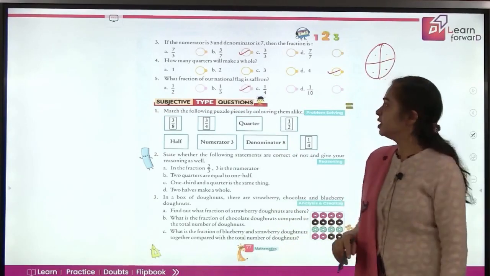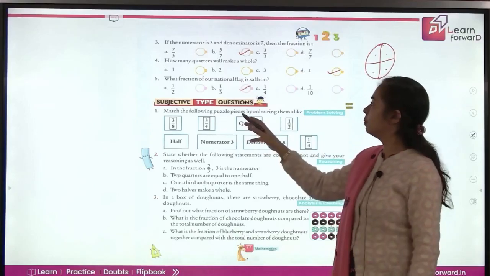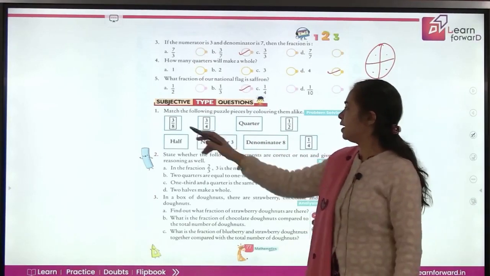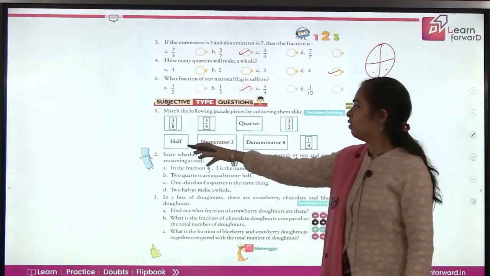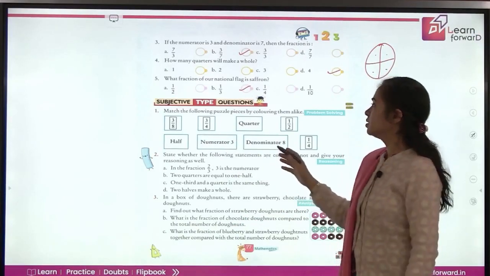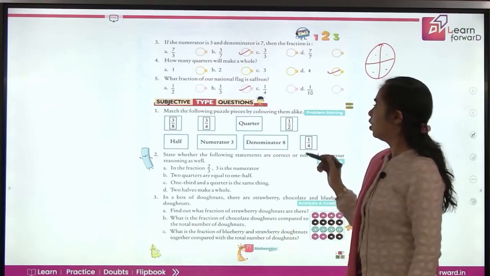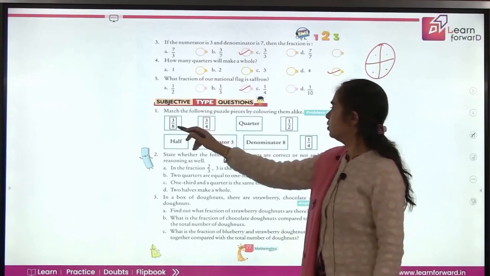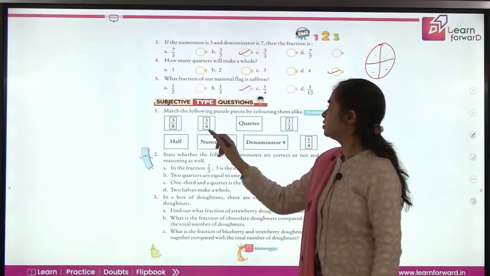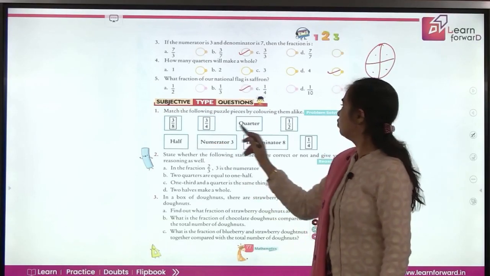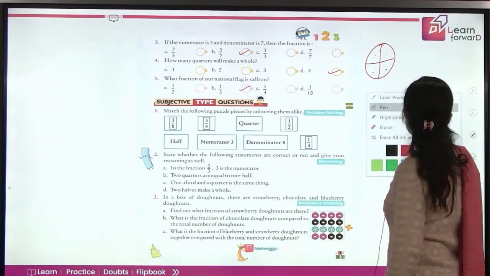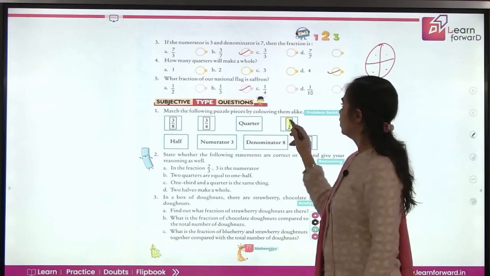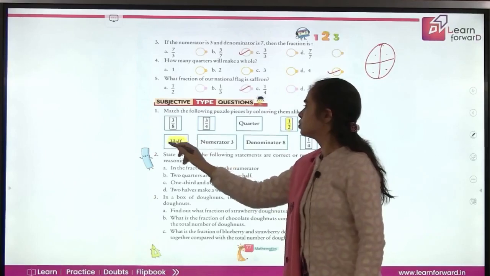Now we have subjective type questions for you. Match the following puzzle pieces by coloring them alike. So this is 3 by 8. Is it half? Is the numerator 3? Is the denominator 8? Or 1 by 4? So what do you have to do? 3 by 8. Numerator is 3. Where is half? Half is here. So you have to pick the same color. So this is half and this is also half.